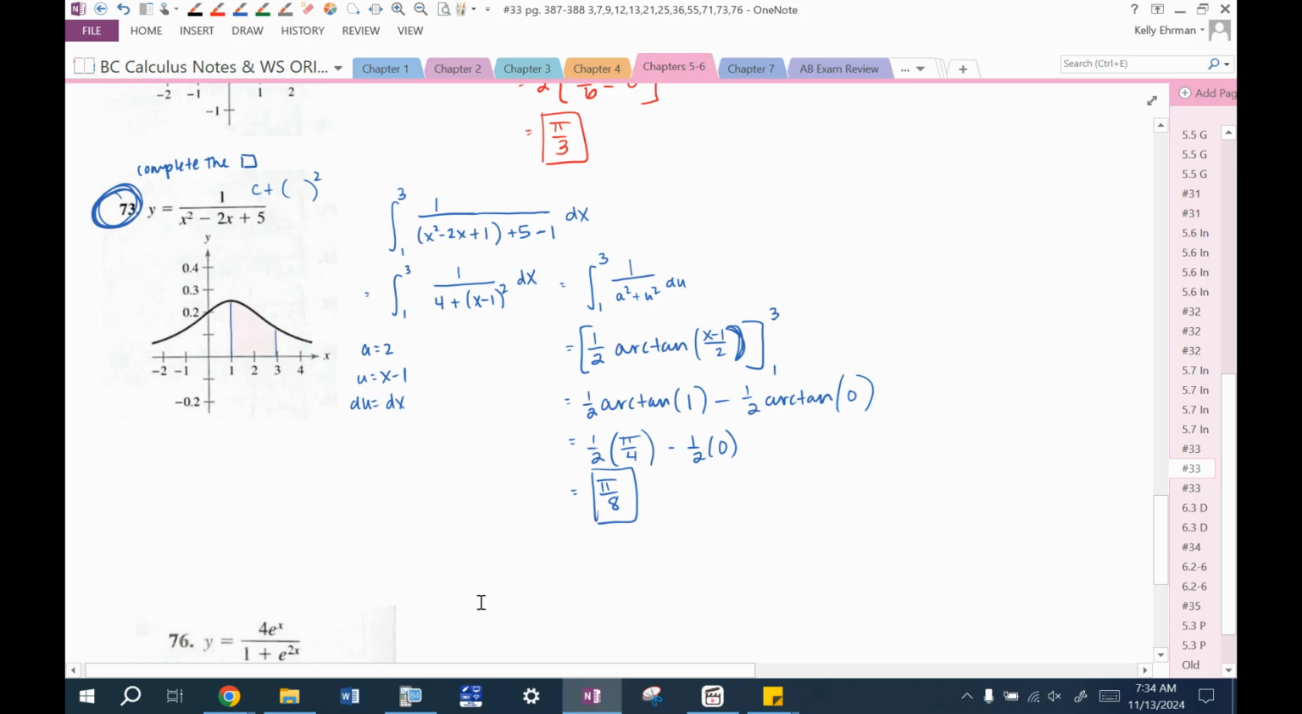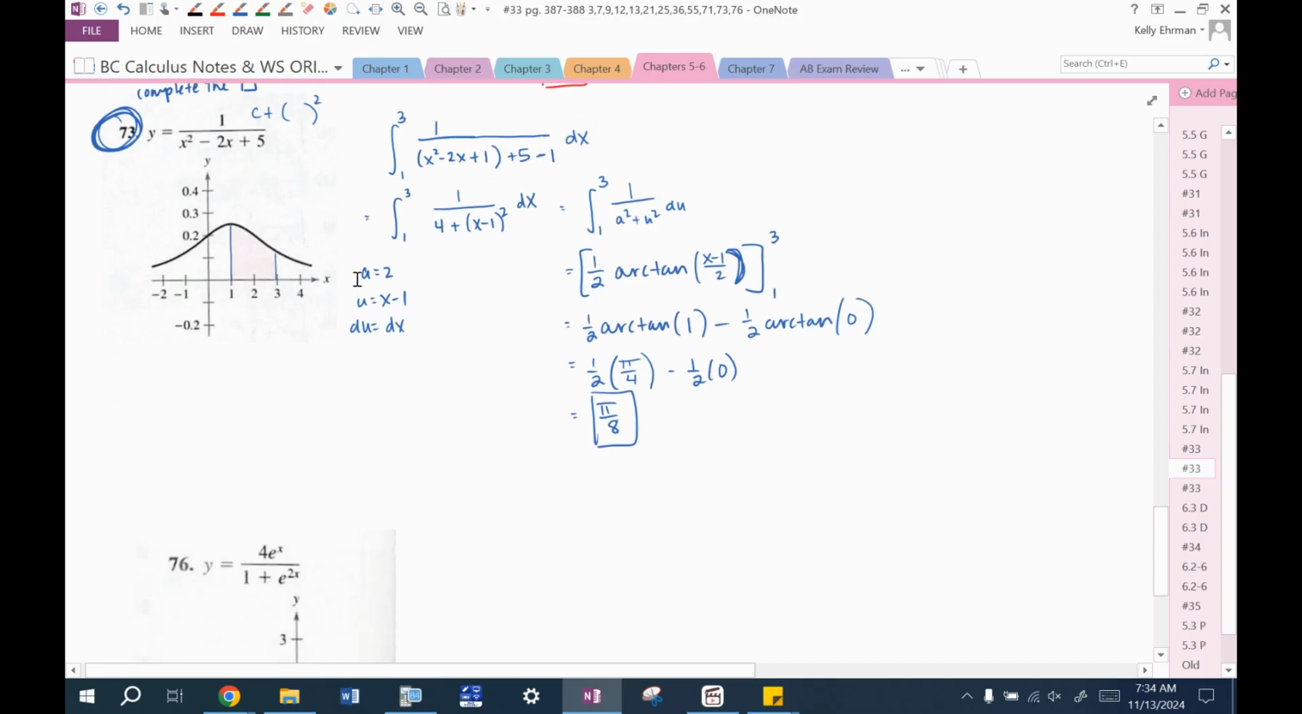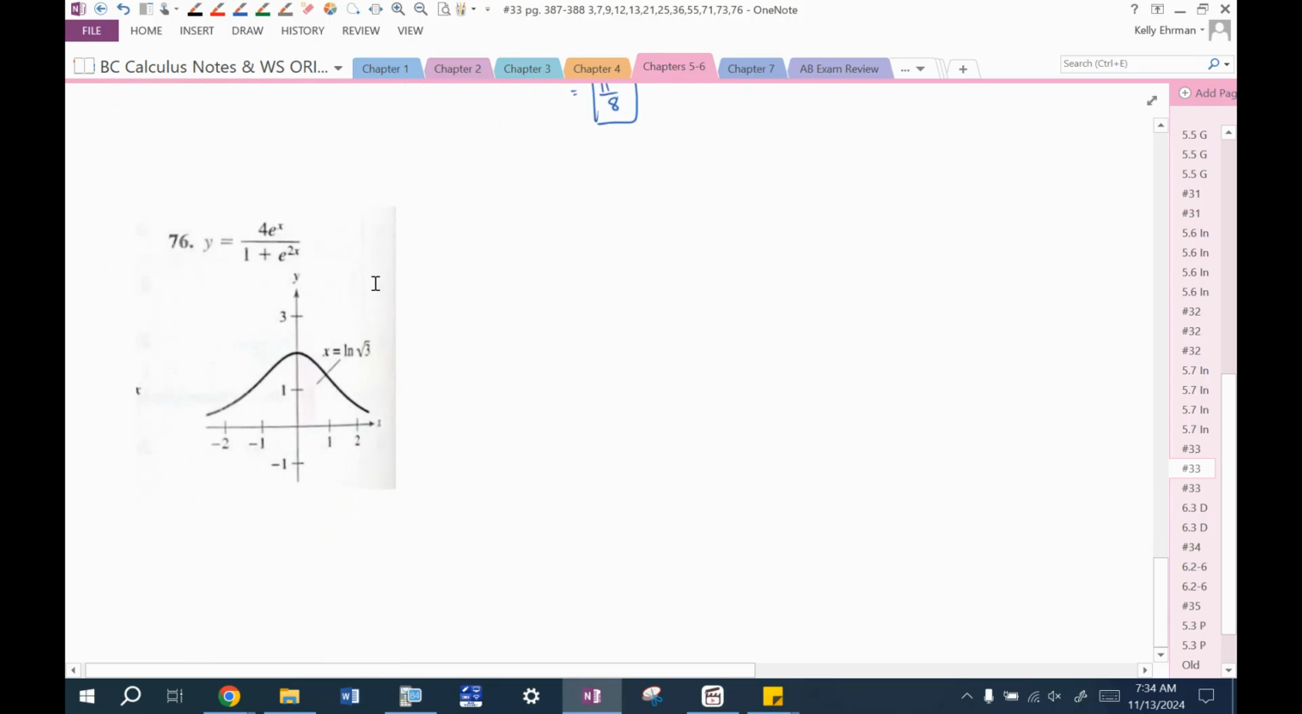All right, that's pretty tricky. Am I going to put complete the square on my test? No, but that's not to say that it definitely won't be on the AP test. Maybe they throw one of these at us, so good to have seen it.